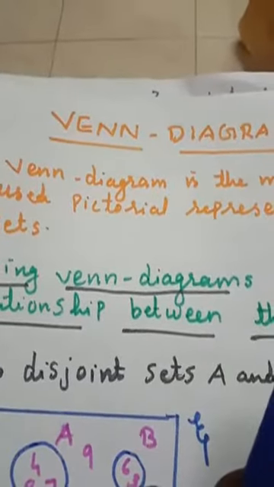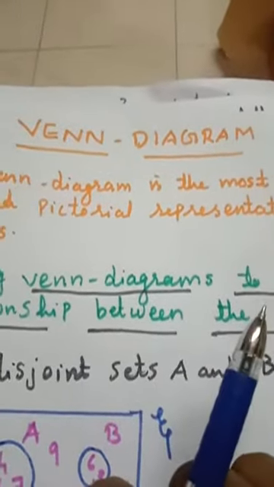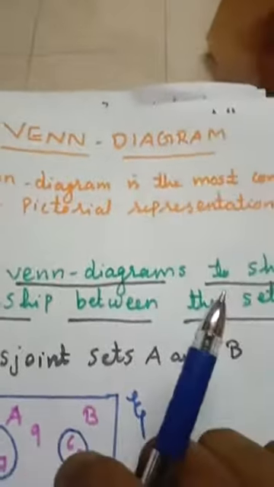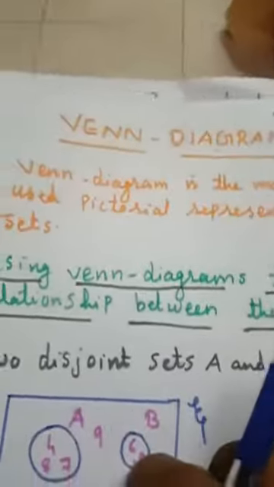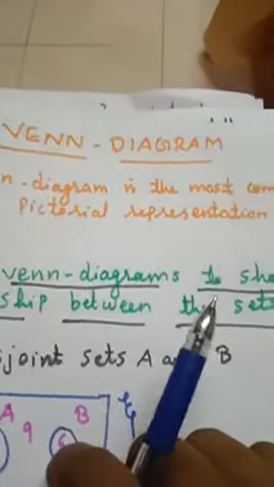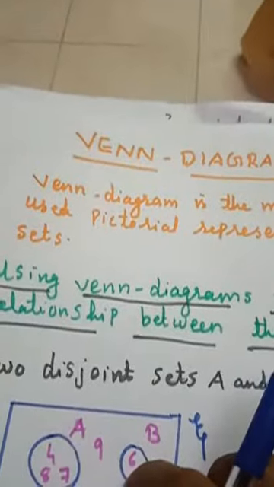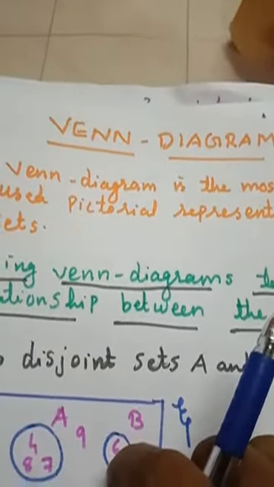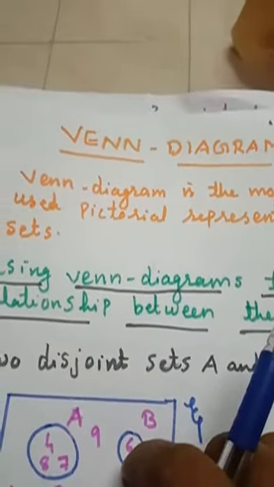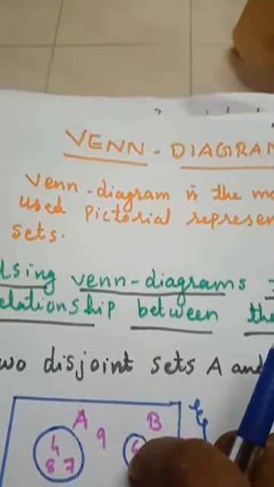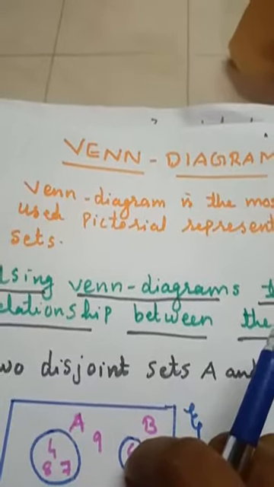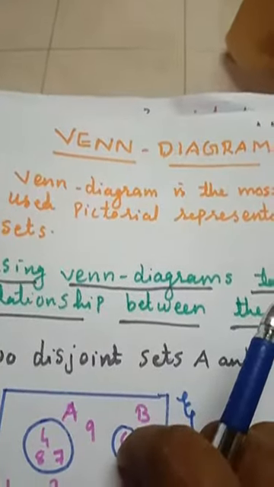Today, we are going to learn Venn diagram. What do you mean by Venn diagram? Venn diagram is the most commonly used pictorial representation of sets. Venn diagram is used for pictorial representation of sets.